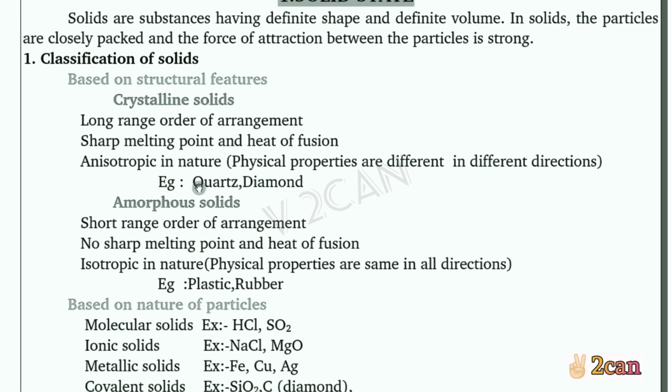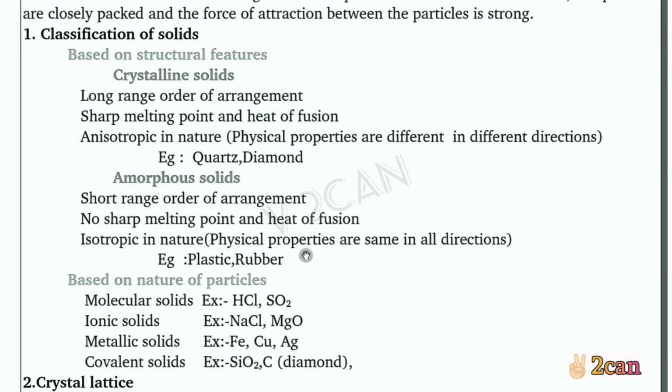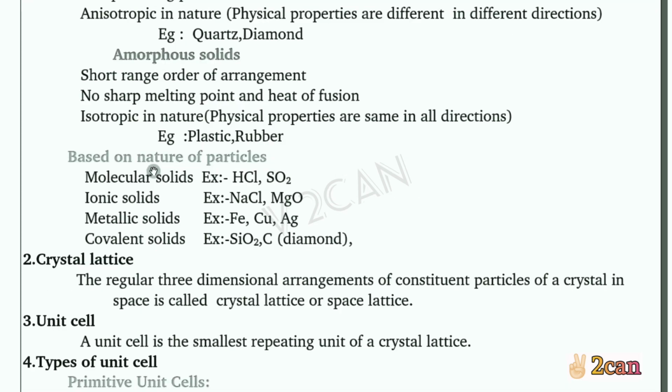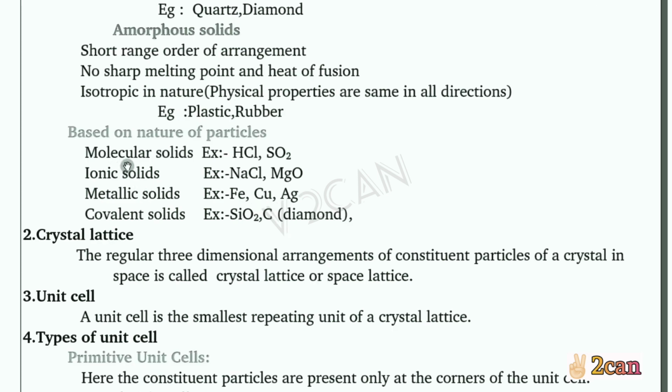Crystalline examples are quartz and diamond, whereas in amorphous solids, examples are plastic and rubber. Now, based on the nature of particles, solids are divided into molecular solids, ionic solids, metallic solids, and covalent solids.